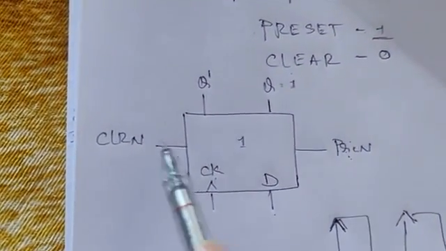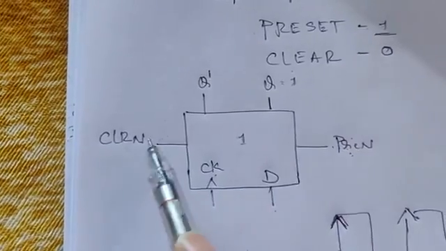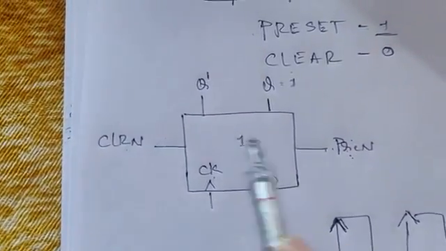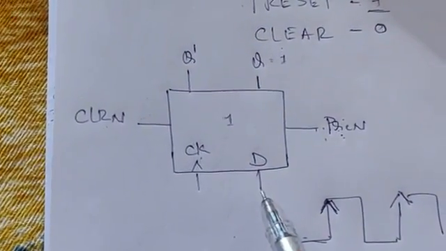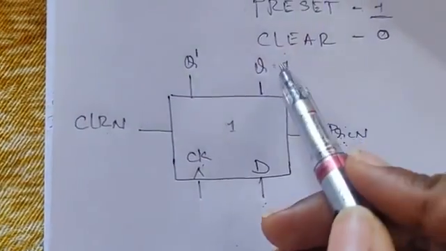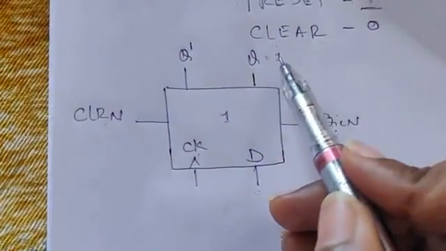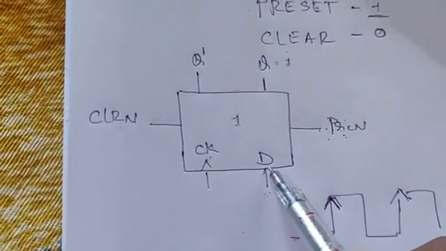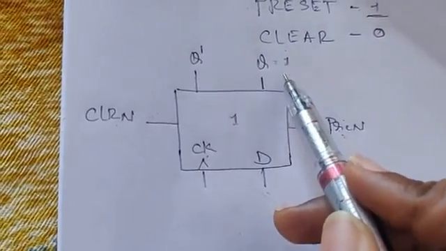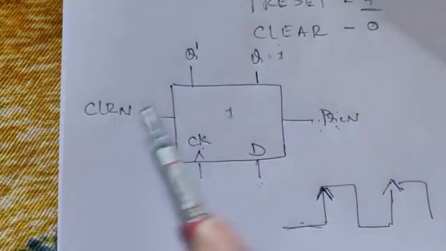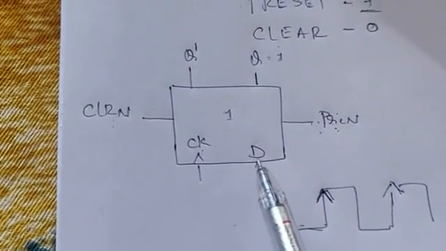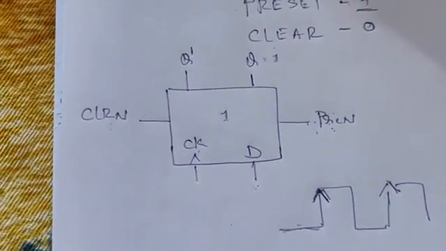When both preset and clear are disabled, when both are inactive, then only the data input you pass with respect to D will be taken: D is equal to 0, then Q will be 0; D is equal to 1, then Q will be 1. When will the input be taken into the output? Only when both clear and preset are inactive. If either one of them is active, whatever data you pass with respect to D won't be taken into the Q.